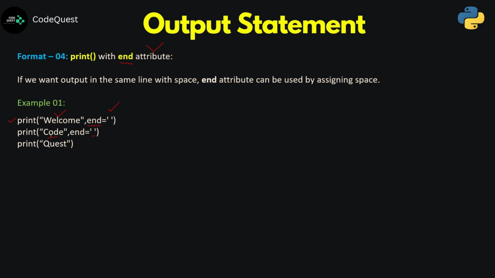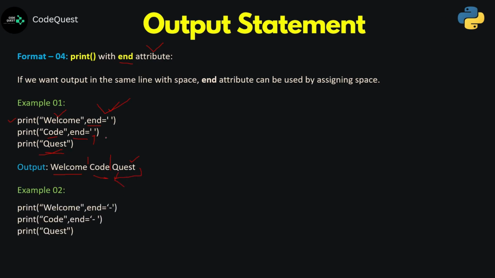Similarly, the next line, that is code, is printed in the same line and has a space ending once again. And this of course adds the quest to the same line, and automatically a new line character will be there. So as a result, you can see we'll get welcome, and this space is added because of this end. After this, code is in the same line, and again at the end of code one more space is added, and the last line as usual prints quest, and after this a new line character will be there.